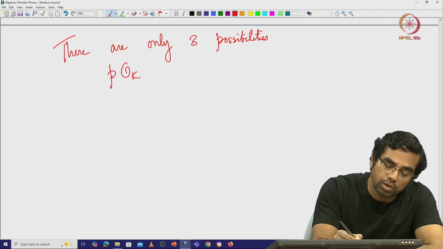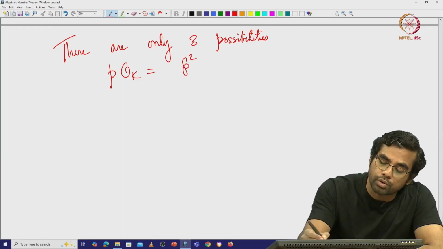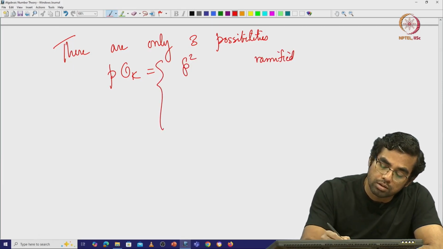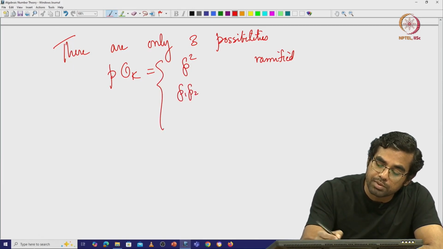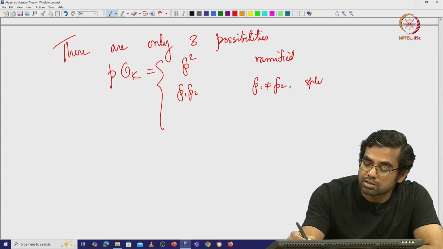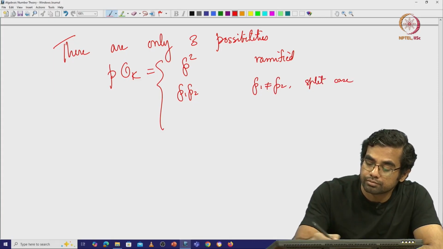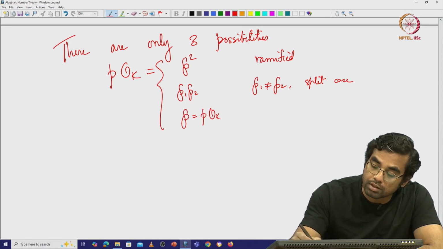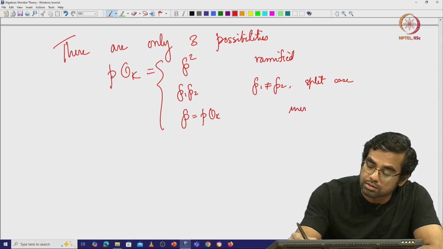P times O_K is P squared. So, this is the ramified case. Or it is P1 times P2, where P1 is not equal to P2. So, this is the split case. Or it is just P. This is called the inert case.